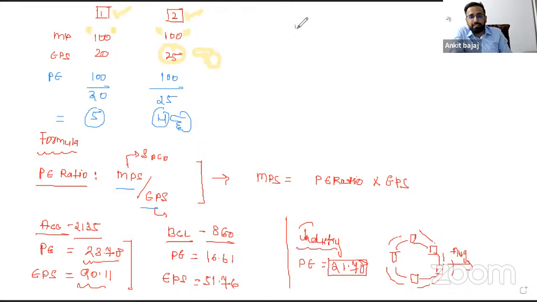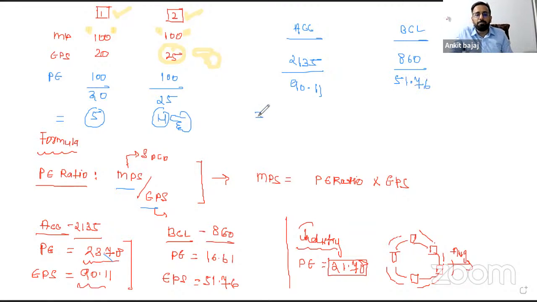Now, if I talk about ACC Limited, we have to find out whose PE ratio is lesser, ACC or BCL. If you see the market price of ACC, it is 2,135, and the EPS of ACC is 90.11. Here the information is given, I'm taking it from here. The BCL market price is 860 and the EPS is 51.76. So what is going to be the PE ratio?